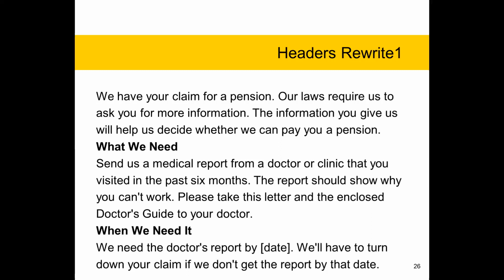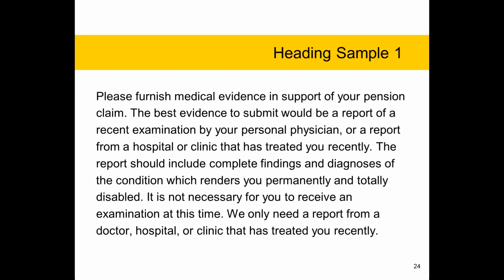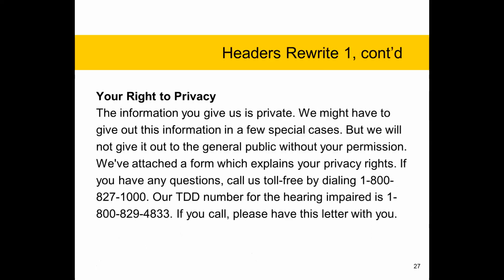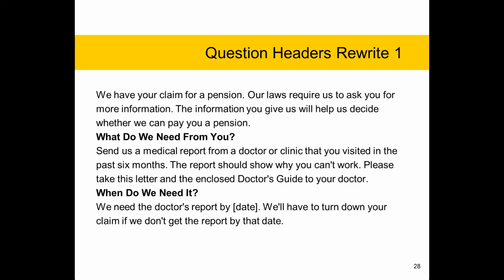I hope I'm not making anyone seasick going back and forth, but this is the text, this is hard to follow. The headers make it easier. It also makes you break up a long paragraph into shorter ones. So there are also question headers for this. You could try that as well.